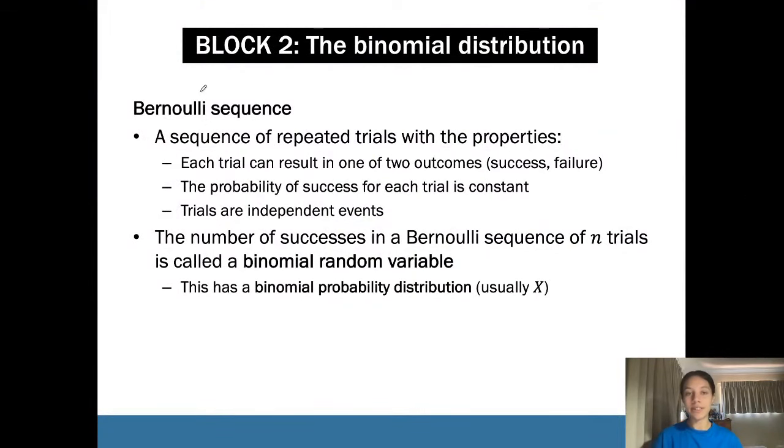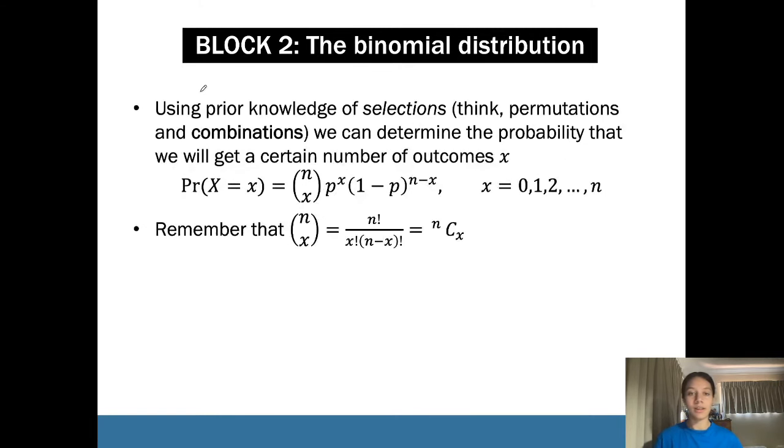So, Bernoulli sequence, a couple of things there. You guys already talked about most of it. You either have success or failure, the probability of success for each trial is constant, and trials are independent events. The number of successes in a Bernoulli sequence of n trials is called a binomial random variable. So as soon as you have more than one trial, it becomes binomial essentially, and you have the binomial probability distribution. That's how we have our formula here for finding, with binomial distributions, the probability of a certain number of successes.